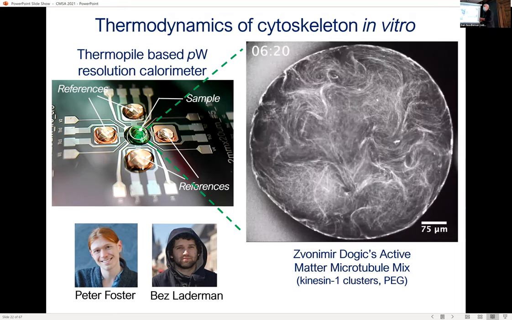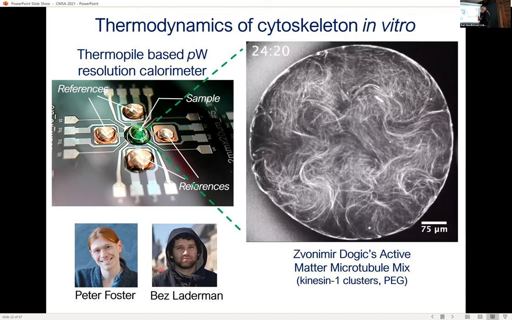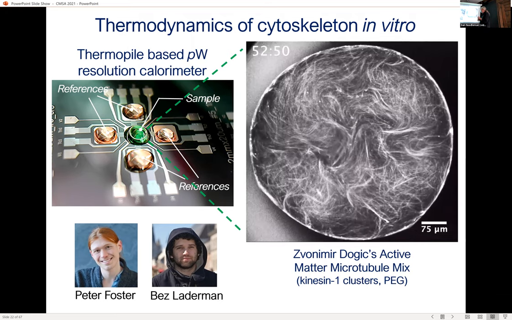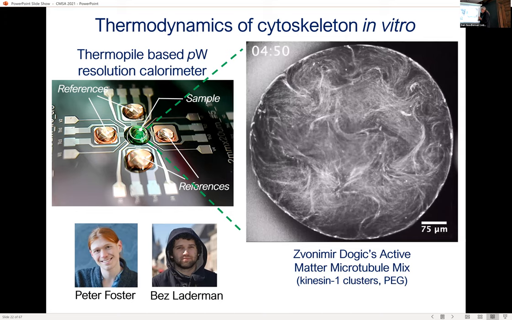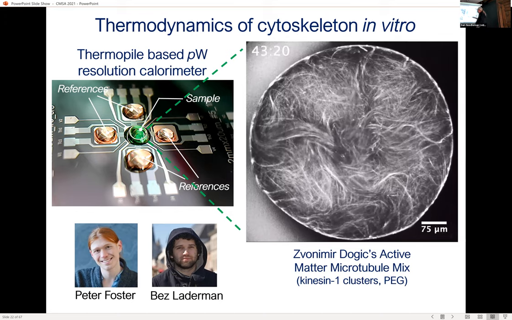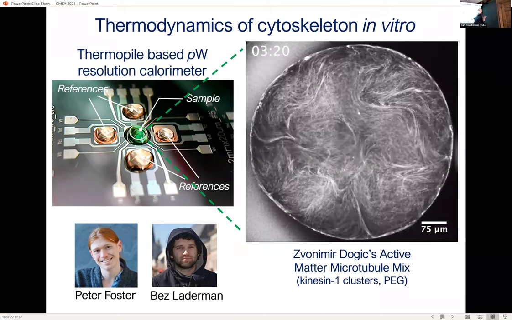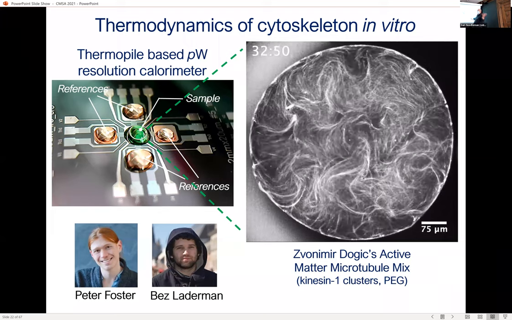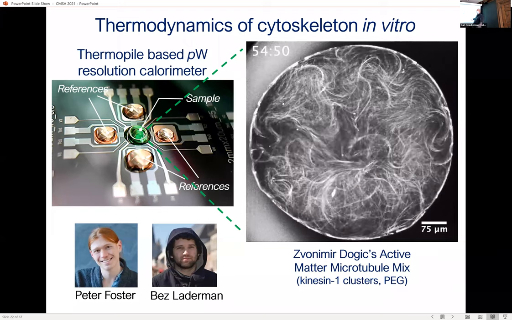But could the references in this diagram be some piece of diamond or sapphire, or do they all have to be living? You basically want something which is as close to your sample as possible, but that's missing the energy. So what you care about.